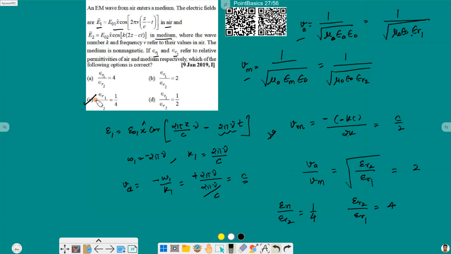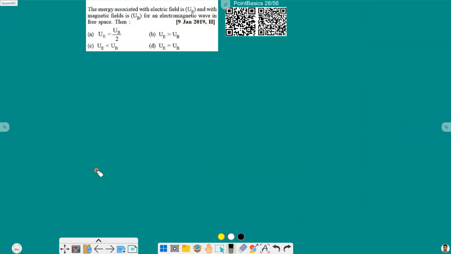So that matches with the option C here. Let us move ahead. The energy associated with electric field is UE and with magnetic field is UB for the electromagnetic wave in free space. Then we have to find the relation between UE and UB.